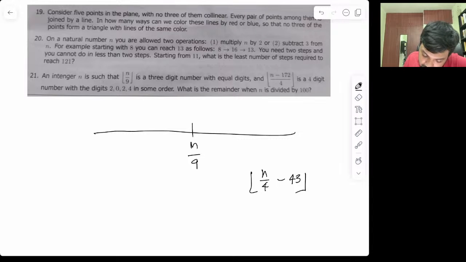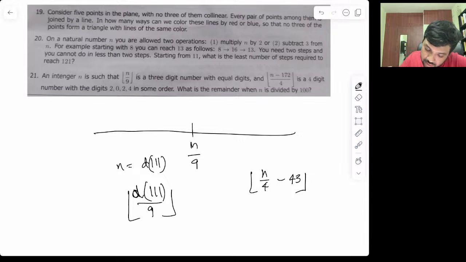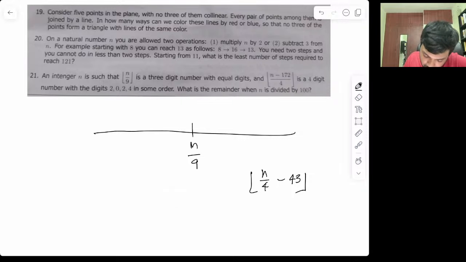floor of n by 9 is a 3-digit number with equal digits. If it's equal digits, let's say the equal digit is d, then it will be d plus 10d plus 100d, so d into 111. It will be a number of that type. That's what n is, right? So n is d into 111. Oh sorry, the number that is after that is of the thing. Okay, fine. So floor of n by 9 is d into 111.